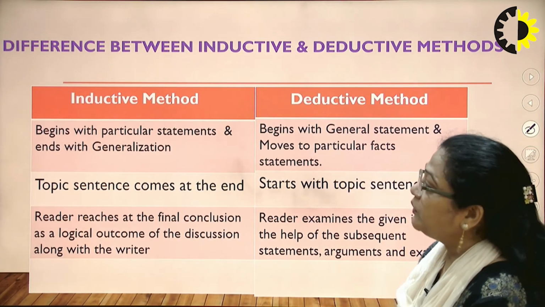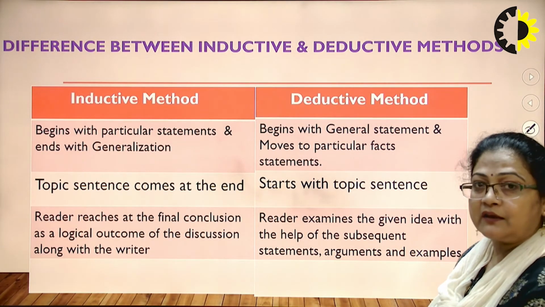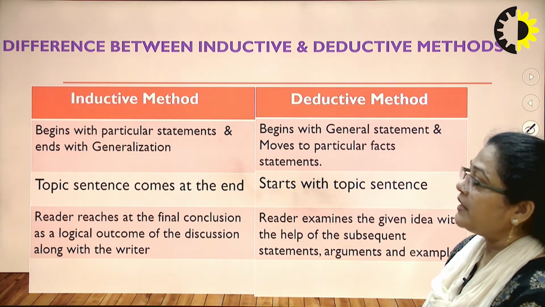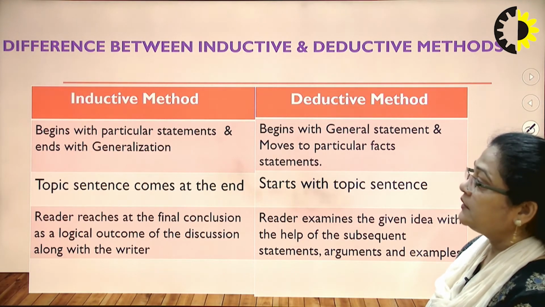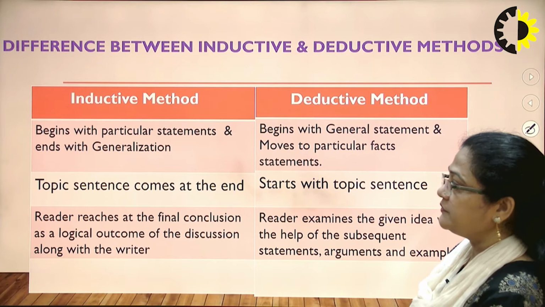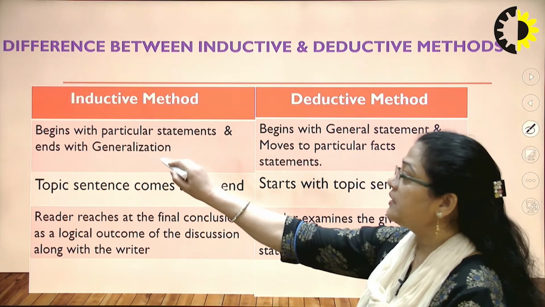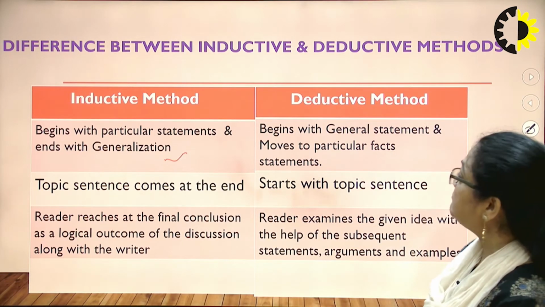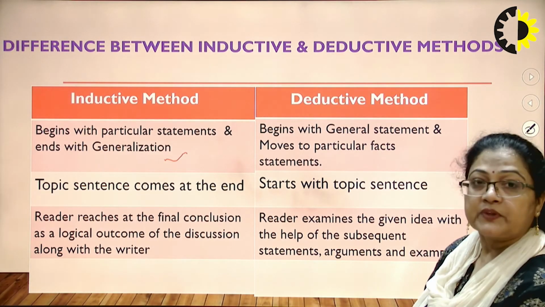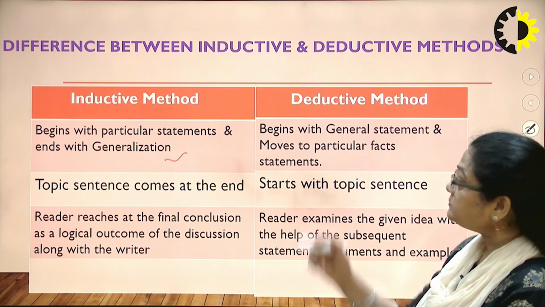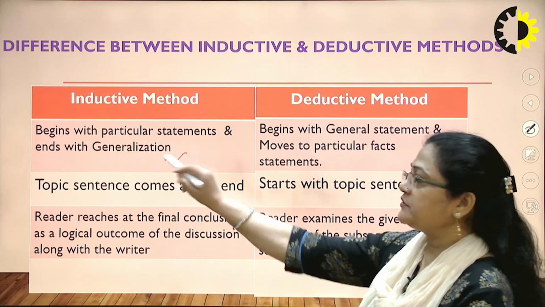We can find a very obvious difference between these two methods, and it is a very common understanding a student or a writer should have. So, I have given the direct comparison between inductive and deductive method. The very first point is that inductive method starts with particular statements, different examples, and ends with generalization. Whereas, deductive method begins with a general statement and it moves to particular facts or statements. So, the arrangement is from general to particular here, and in inductive method it is from particular statements to general.